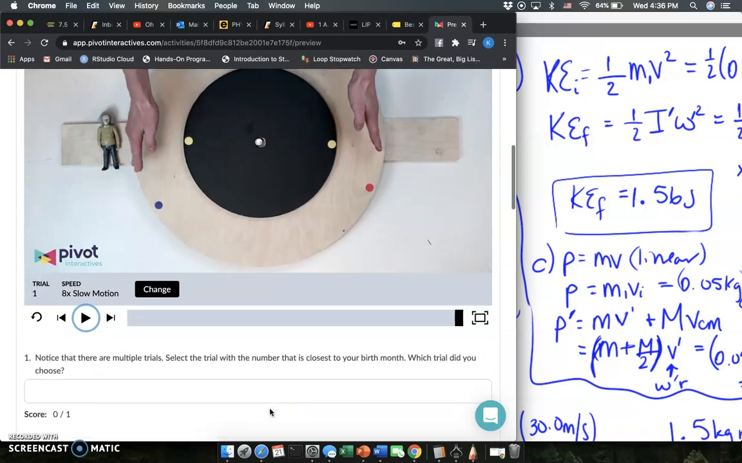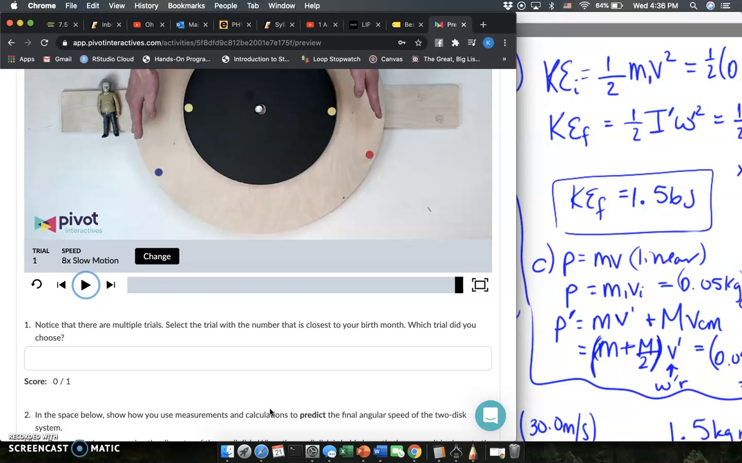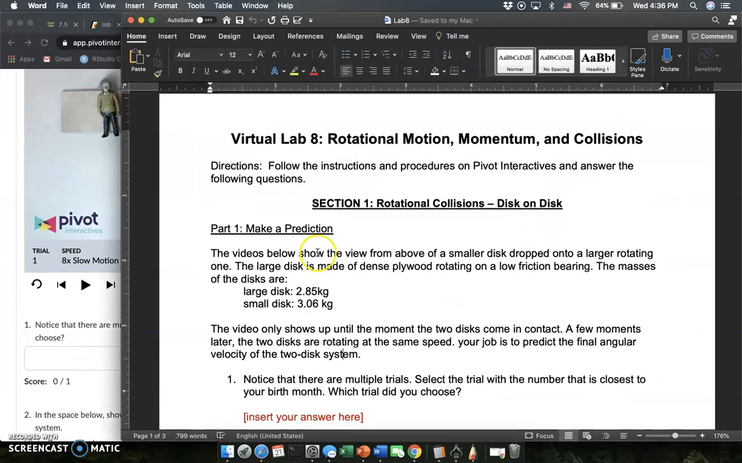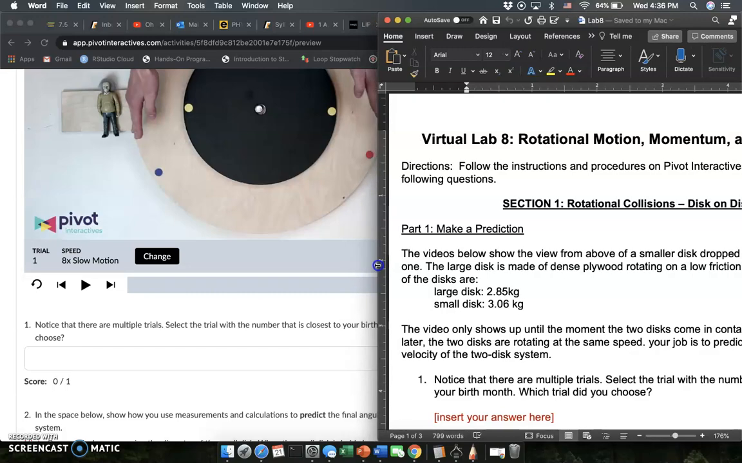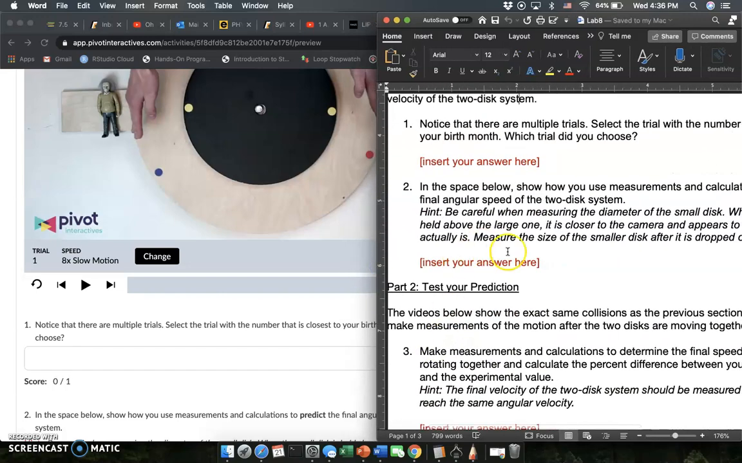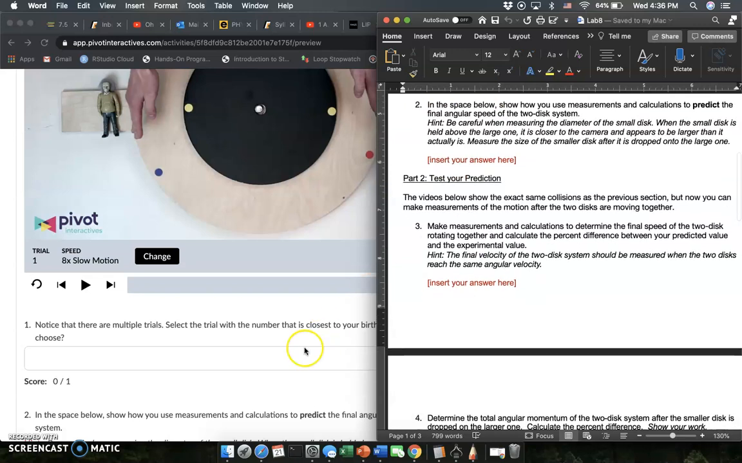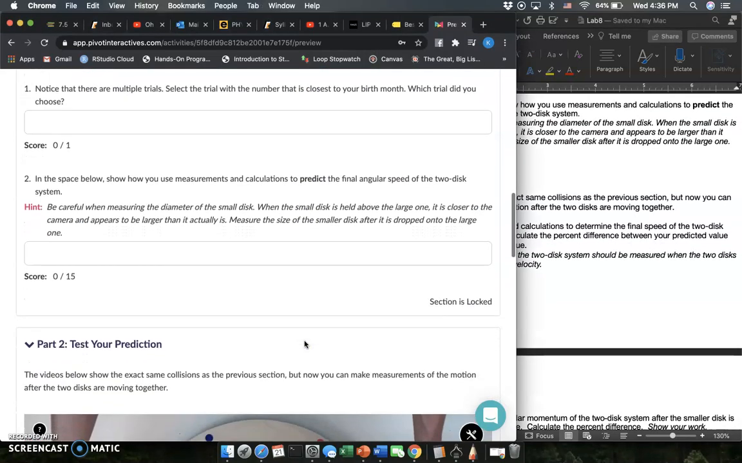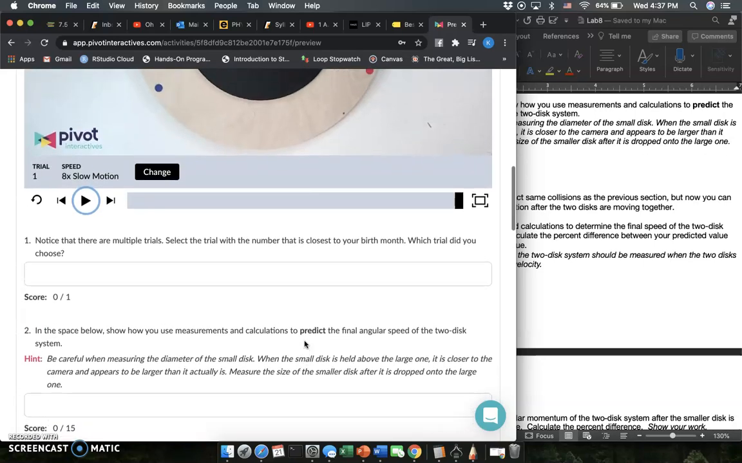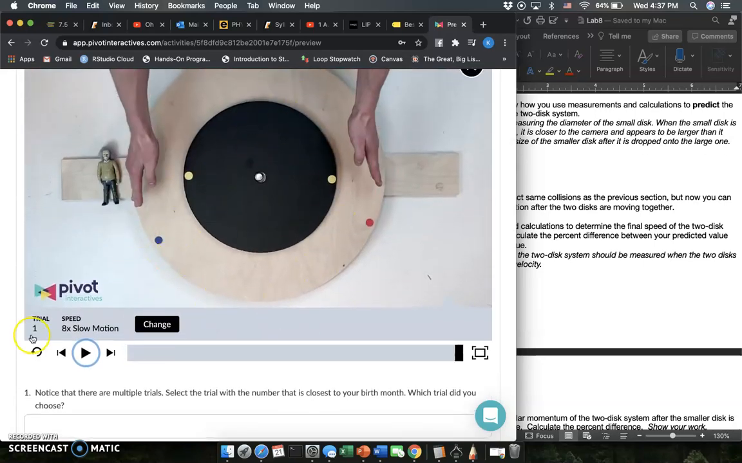Okay, and again, you can select whichever trial. It says select the trial number that's closest to your birth month. If you don't want to do that, feel free to choose any trial. And then again, I want you to predict that final angular speed. And in the final part, you're going to test that prediction. So it's going to show you this video again. You want to make sure you select the same trial. It's going to show you that same video, but the entire thing.